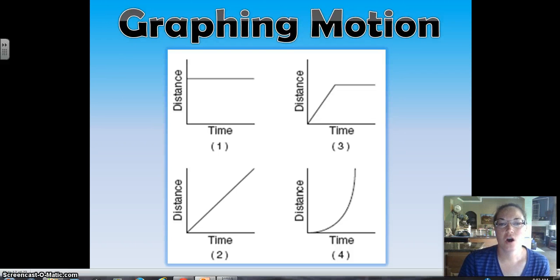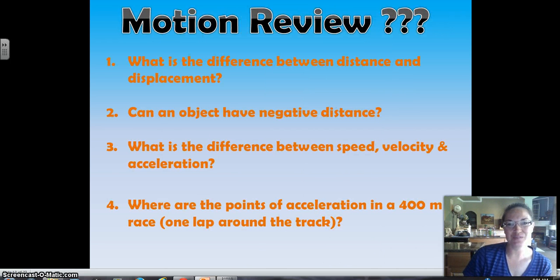Today's video is on graphing motion. Here we have some examples of motion graphs, and these lines on the graph tell you different things about the motion of an object. Throughout this video you will learn how to interpret motion graphs such as this. But first, let's review our previous video concepts, and that is on motion.